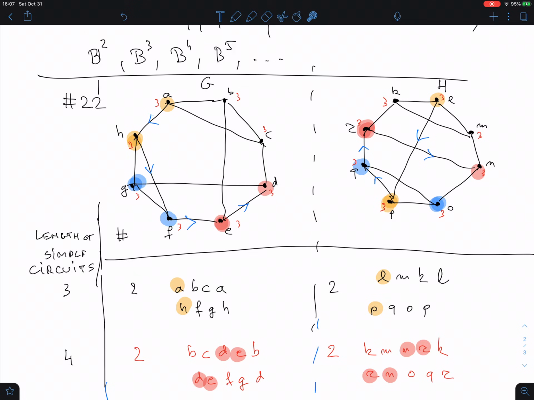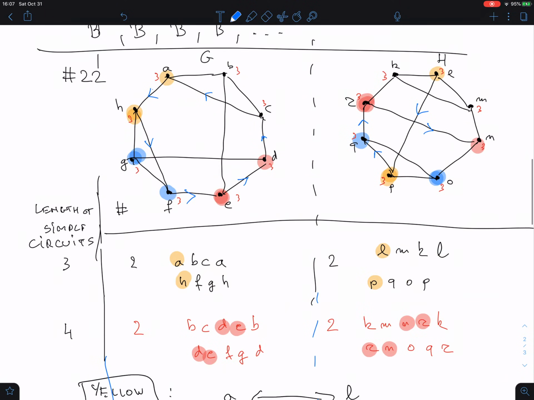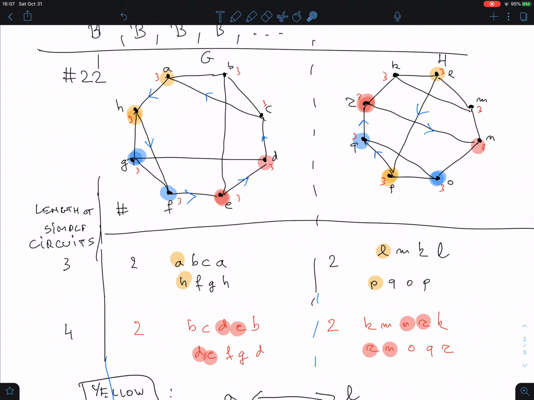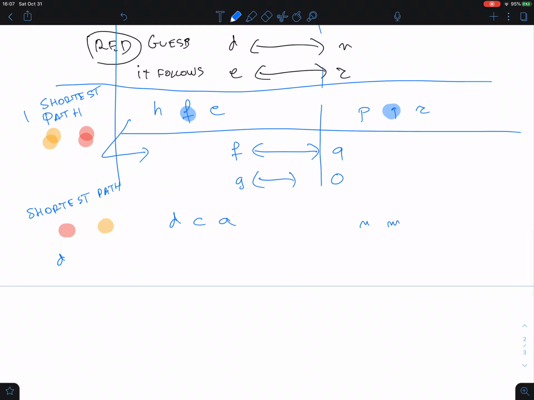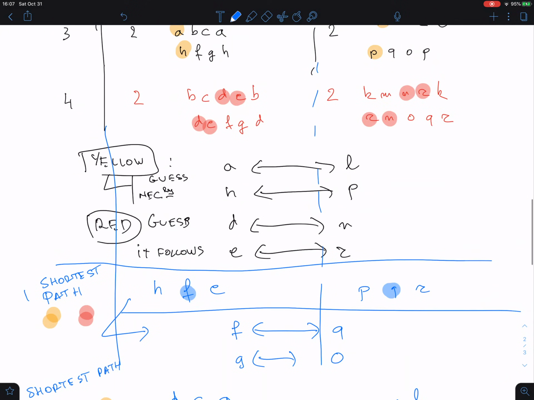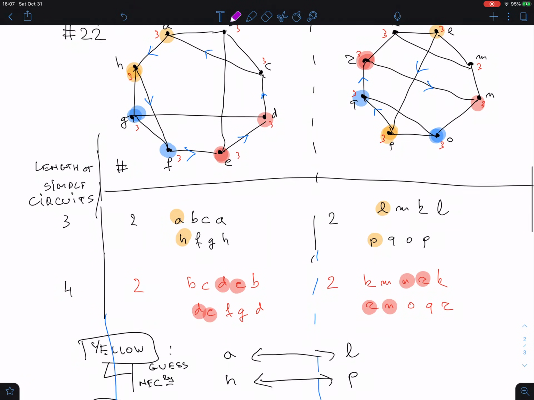Now, what's the shortest path from single yellow to this? That's this path. Okay, let me mark the path. That is DCA. So this is DCA. And on the other side, let's mark it. From here to there, that is NML. And therefore, again, I'm going to do this in a different color, purple.